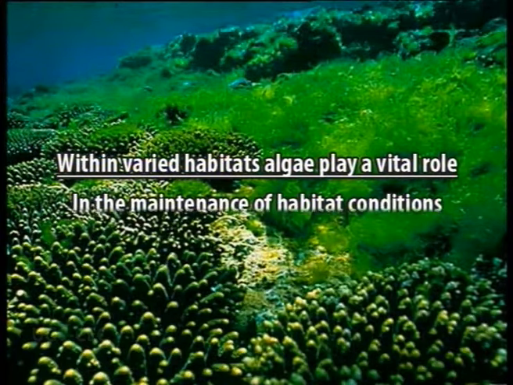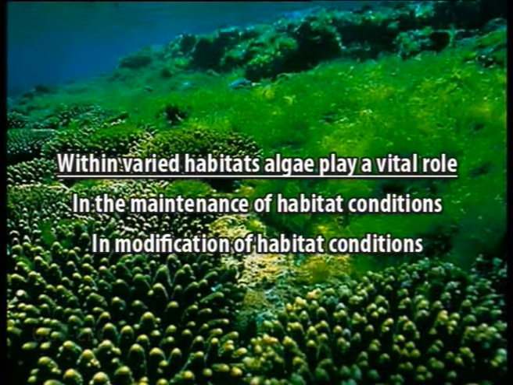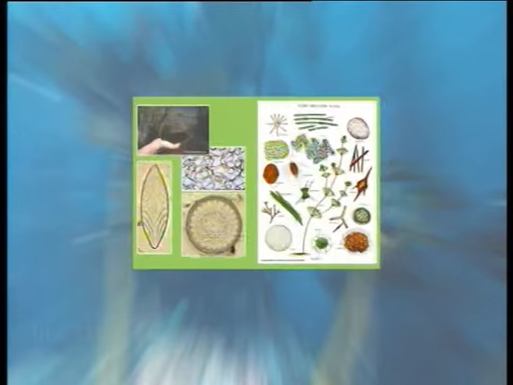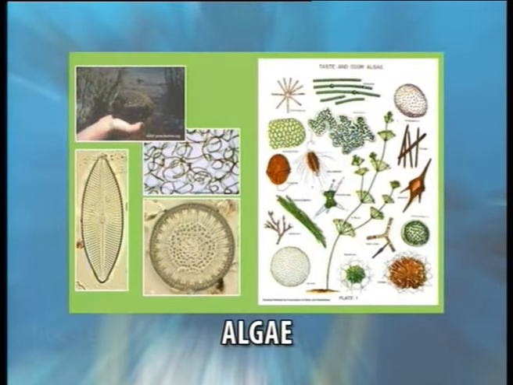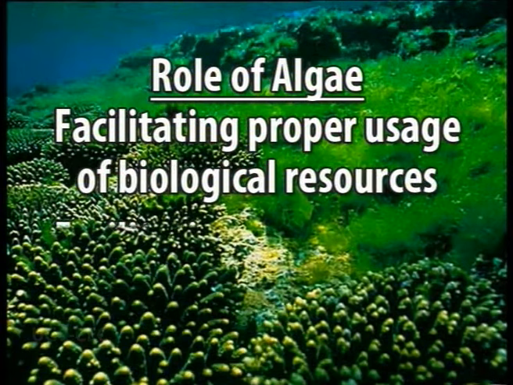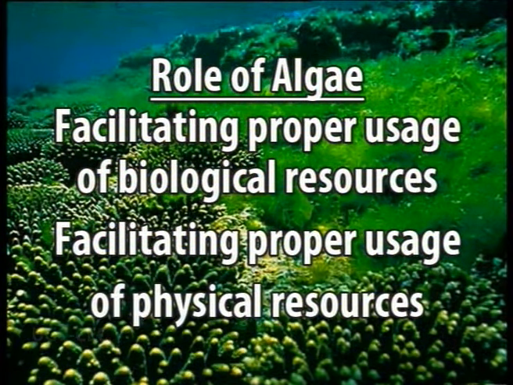Now, within these varied habitats, algae also play a vital role, either in the maintenance of the habitat conditions or sometimes even modification of these habitat conditions. During these modifications, algae are able to not only facilitate their survival but sometimes play a positive role where the habitats become more suitable not only for plants and animals, but sometimes even for humans. Despite being rated as microscopic entities, these algae also have an important role in facilitating proper usage of biological or physical resources that facilitate human survival or survival of dependent animals and plants.